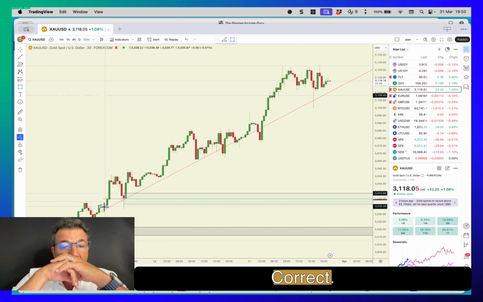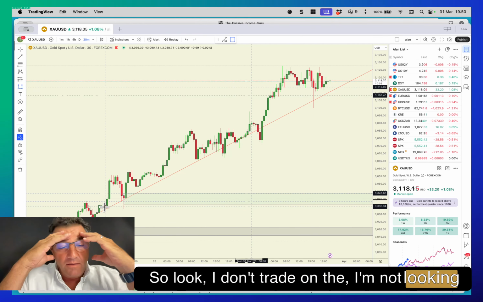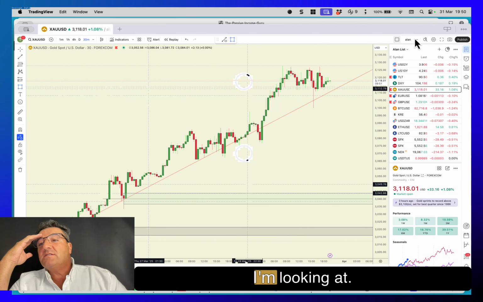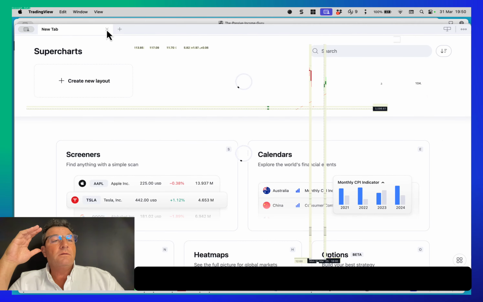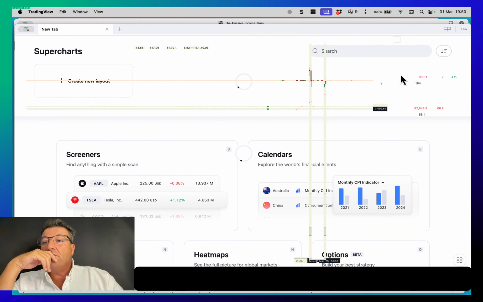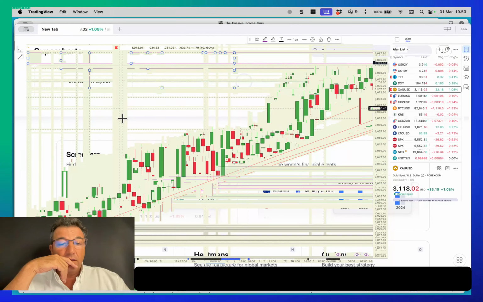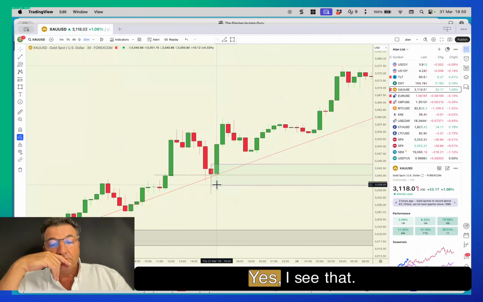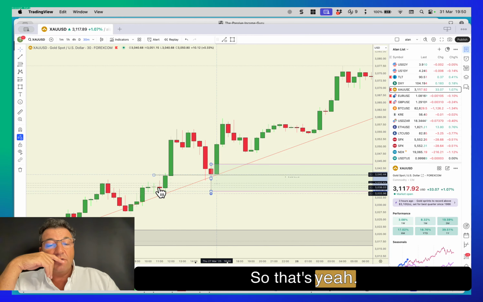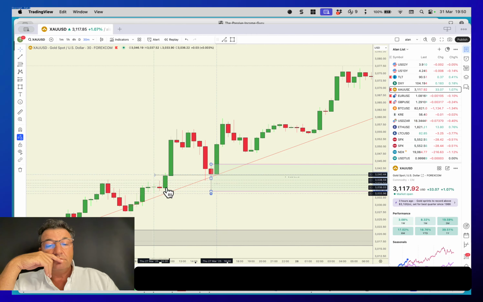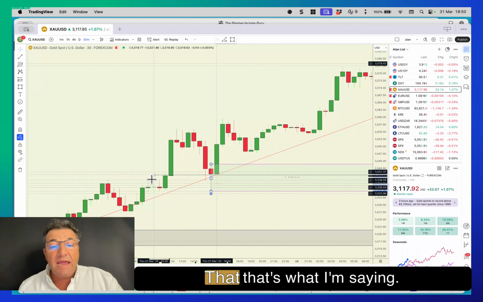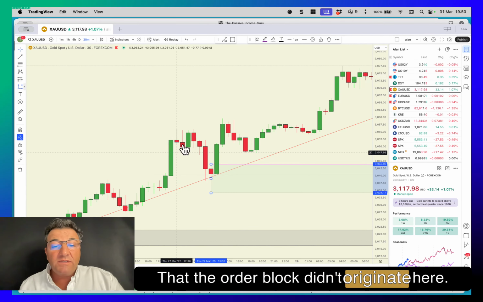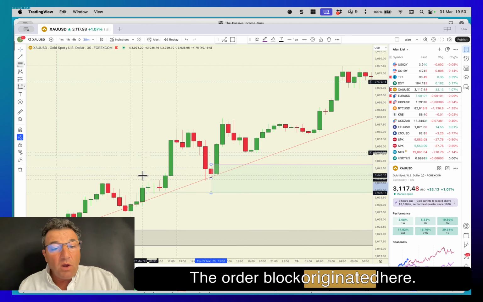Correct. So look, I don't trade on these time frames. No, but look at this. If you look at your print, if you zoom in there, can you see how that wick has wicked right through the previous order block? Where are you looking? There. You see that order block you've drawn now? This one. Yeah, there's an order block to the left of that. Yes, I see that. Yes, that's an order block. So that's why I'm saying that the order block didn't originate here. The order block originated here.